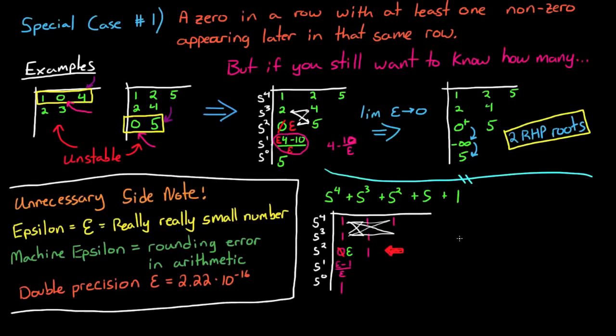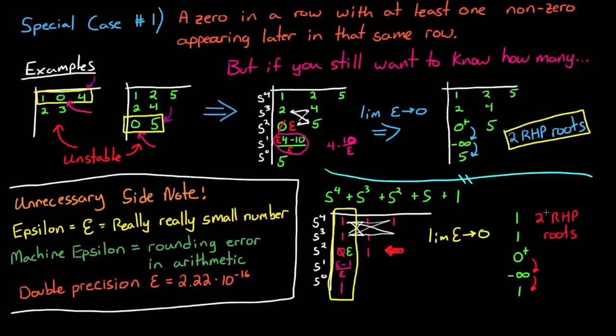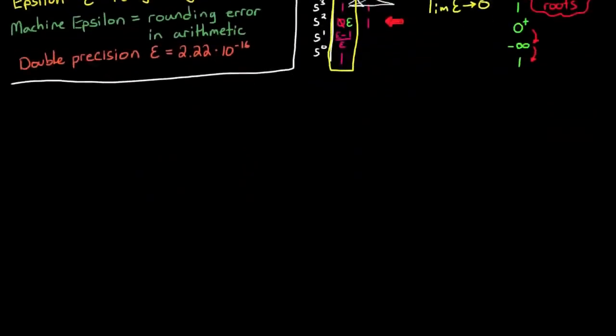But we still want to know how many roots there are in the right half plane, so we replace the 0 with epsilon and continue filling out the array. And when we take the limit as epsilon approaches 0, the fourth row becomes negative, the fifth row becomes positive again, proving that this system has 2 roots in the right half plane. And that seems simple enough, right? Well, let's take this one step further.